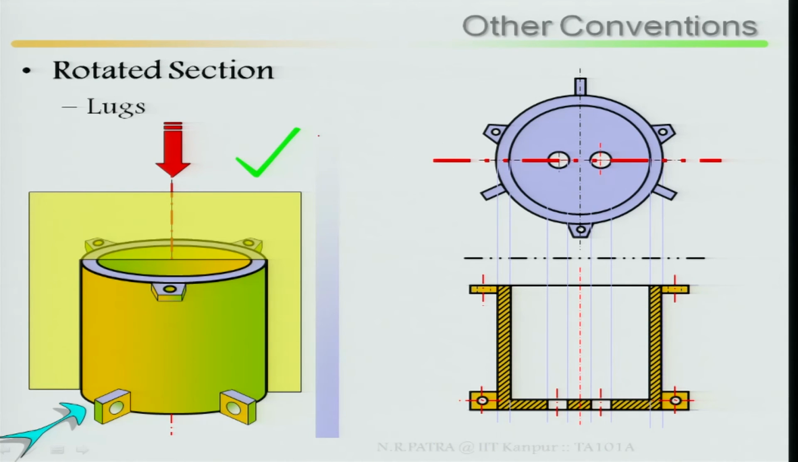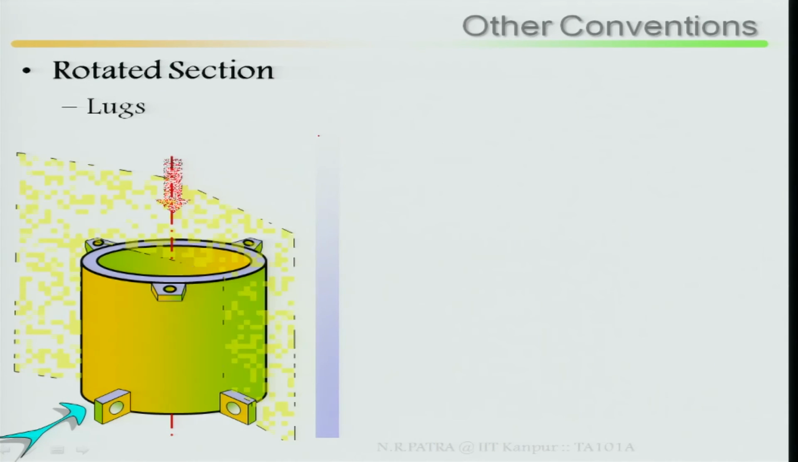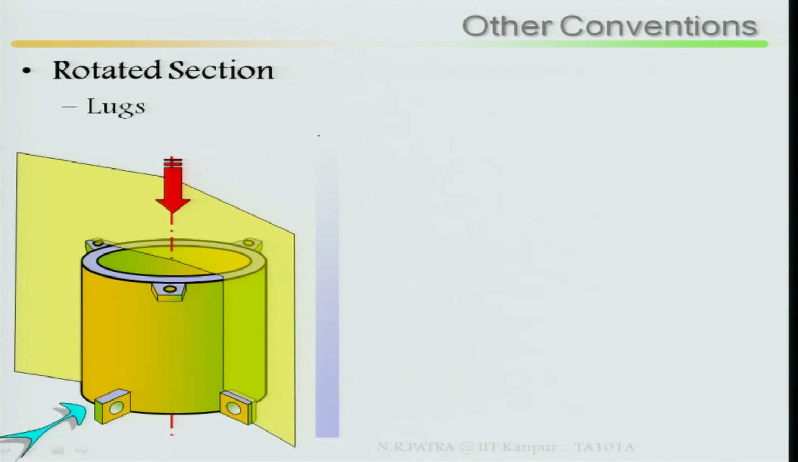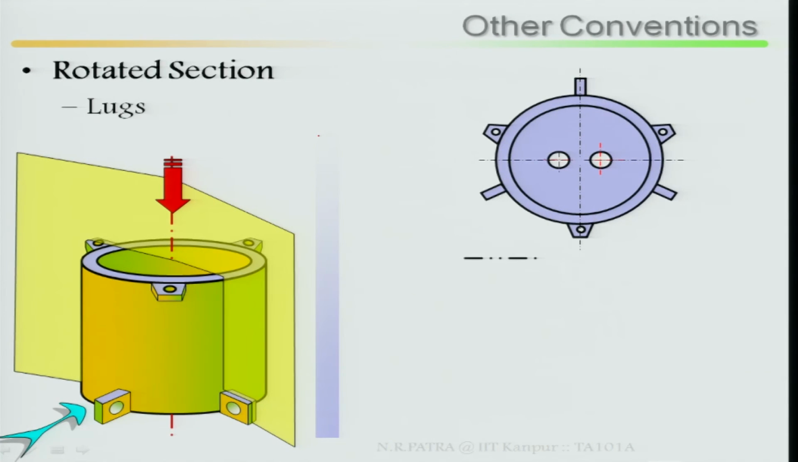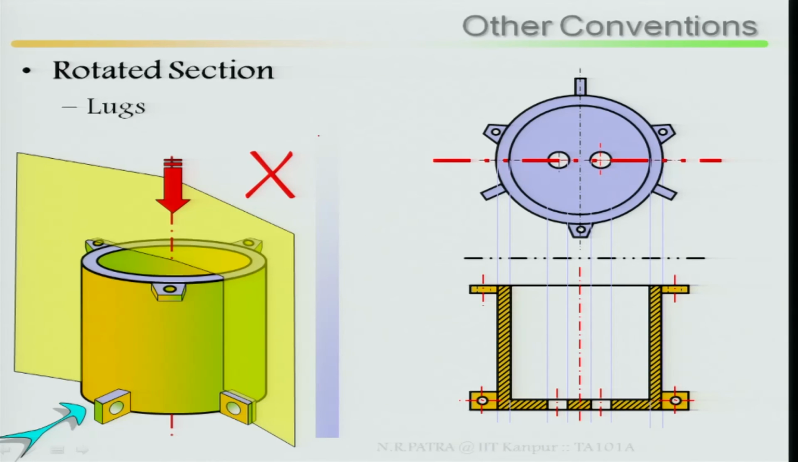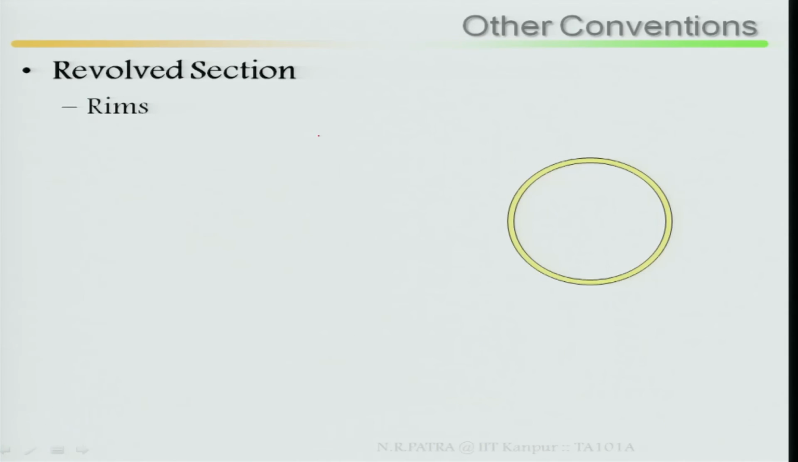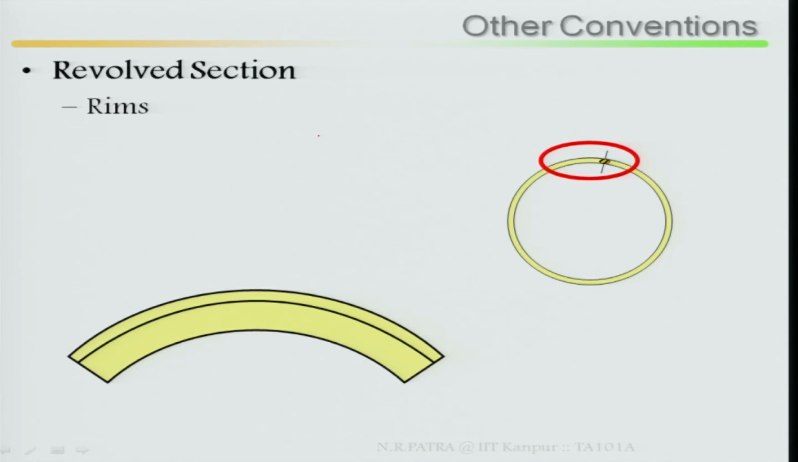Then what are you supposed to do? You cannot do it by means of offset sectioning or aligned sectioning, rather this is wrong. Rather, you want to rotate it and align it and show the rotated part. Ribs, look at the rim. Revolved section, rim, there is a rim here. How has the sectioning been done in the rim, not the entire rim, the revolved section, one part.